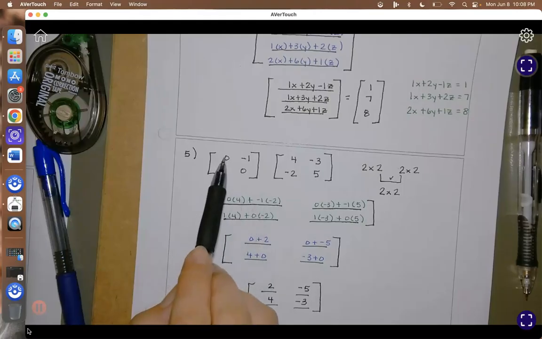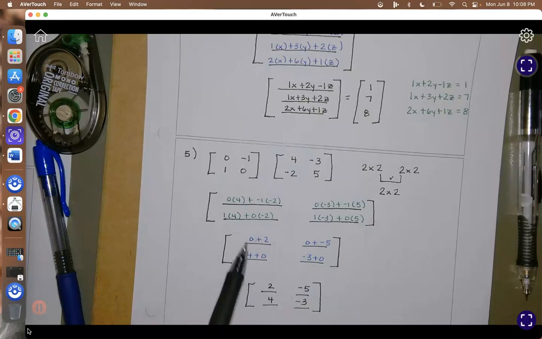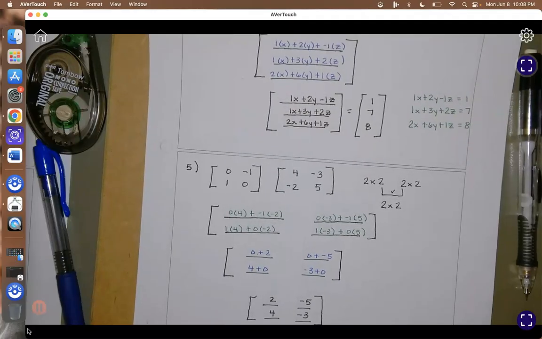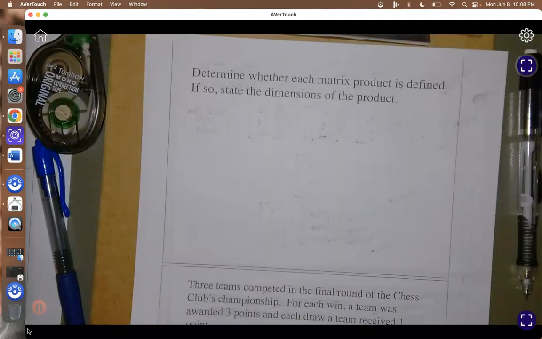But if you go, okay, 0 times 4 is 0. -1 times -2 is 2. You can go to this step, or you can write this down and then put numbers above it and add them together so you don't have to write so much. But still, it's not hard if you even write everything.